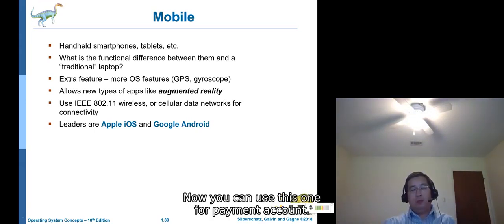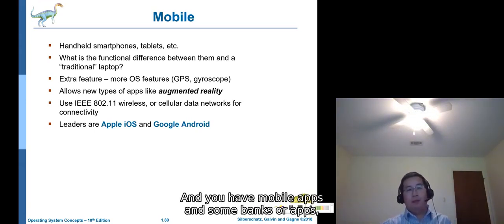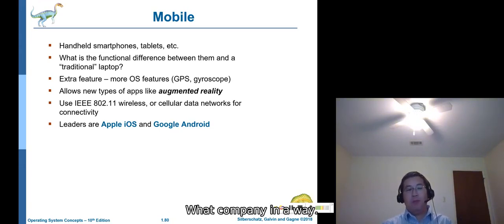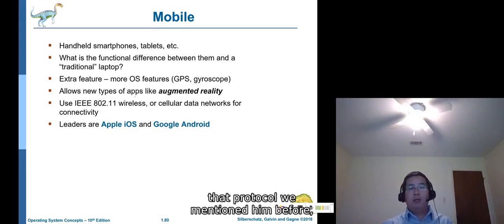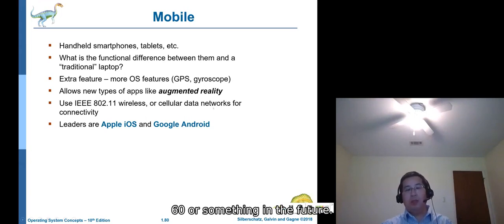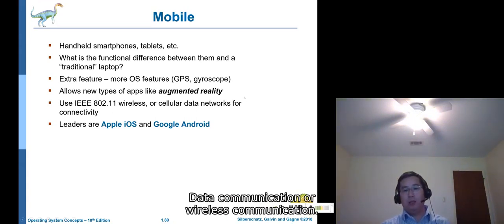For example, you can use this one for payment, okay? And you have mobile apps, and some banks also have apps. You can do business in a remote way, okay? In a more convenient way. They use the wireless protocol we mentioned before, 802.11, or data communication networks, for example, 5G, 6G or something in the future. So it's a cellular data network. So this one is about data communication or wireless communication.